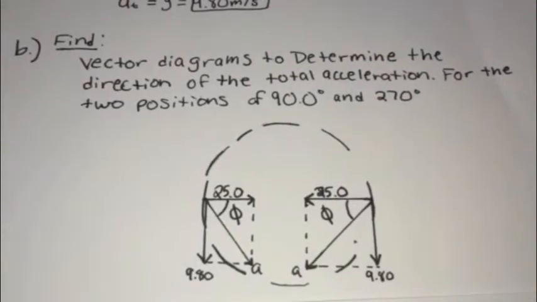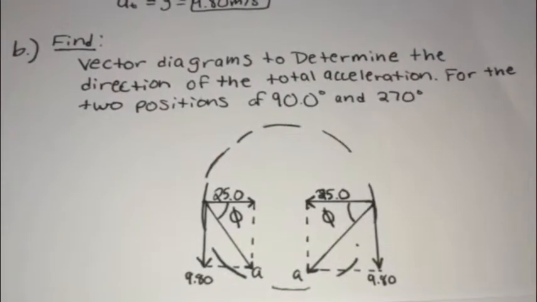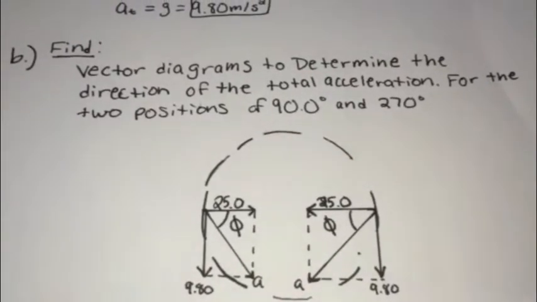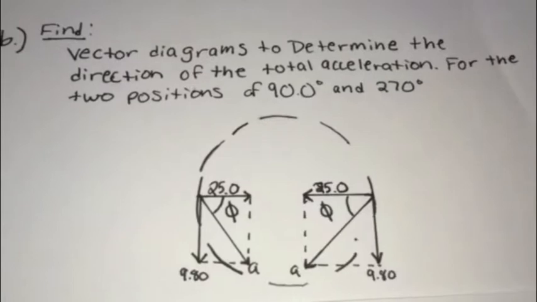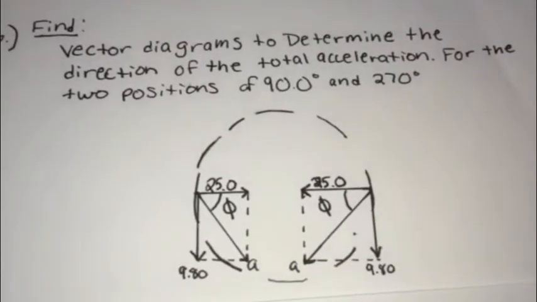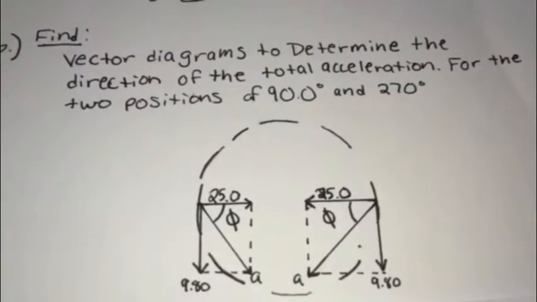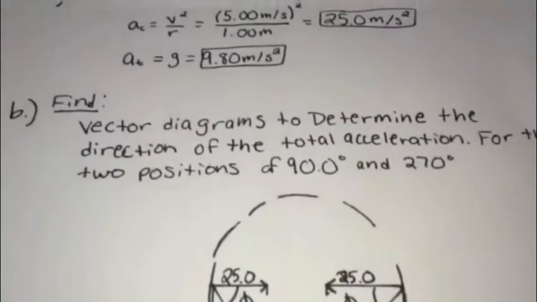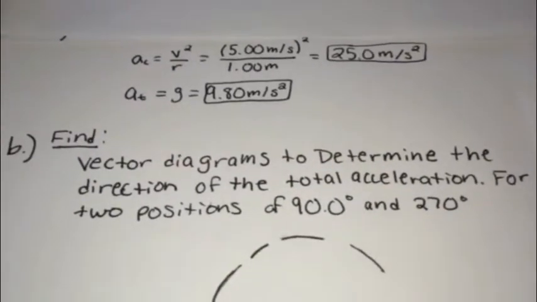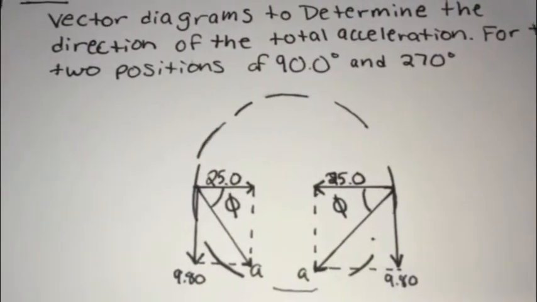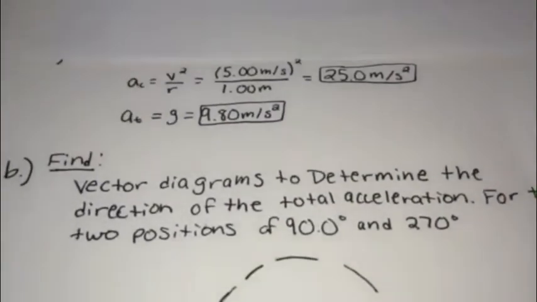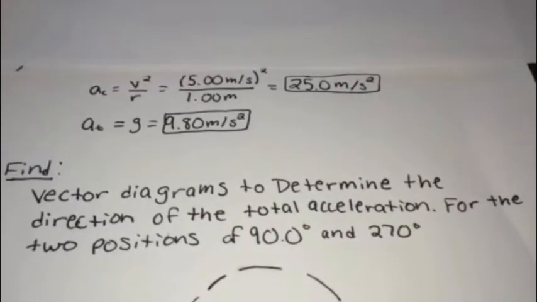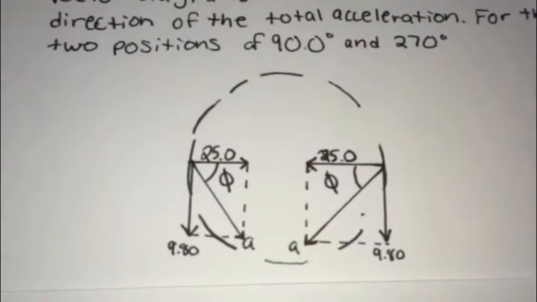Okay, so for part B, what we are basically doing is drawing vector diagrams to determine the direction of the total acceleration for 90 degrees and 270 degrees. You start out by drawing the circle, and then you draw your vectors. First you have the vector going down of 9.80, which is the tangential acceleration, which we found above. And then that 25.0 value is the centripetal acceleration, which we also found in part A as 25.0 meters per second squared. So you have those.